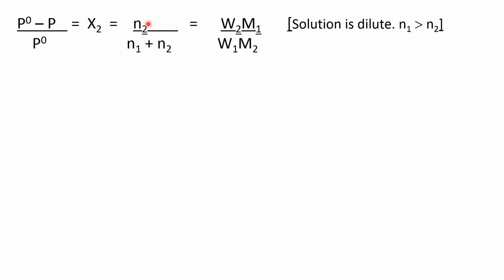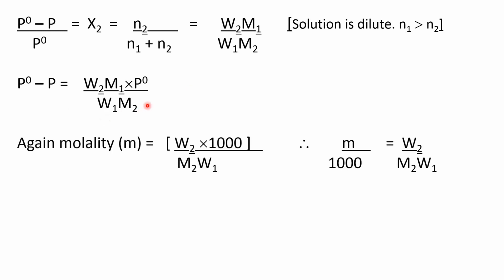Now, what is N2? The number of moles of the solute is the weight of the solute divided by the molecular weight, W2 by M2, divided by N1. What is N1? The number of moles of the solvent is the weight of the solvent divided by the molecular weight of the solvent, that is W1 by M1, so M1 goes up. So this is the equation. Therefore, from this equation I can write P0 minus P is equal to W2 into M1 into P0 divided by W1 into M2.